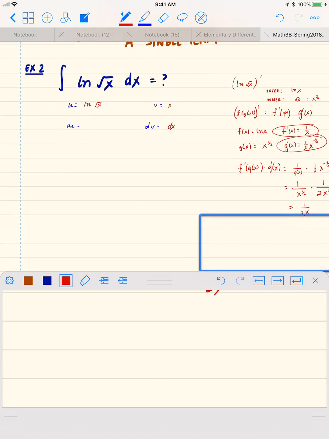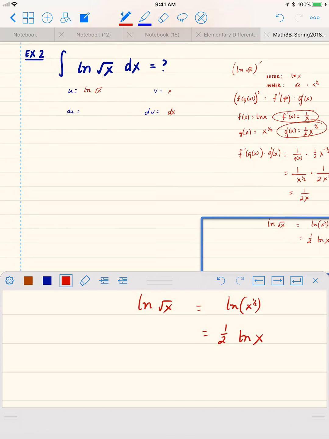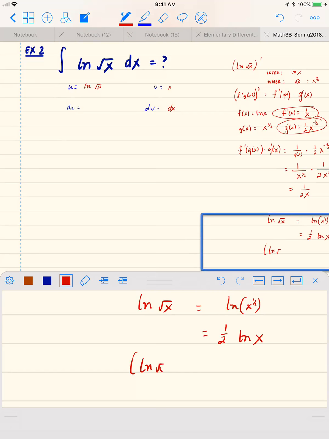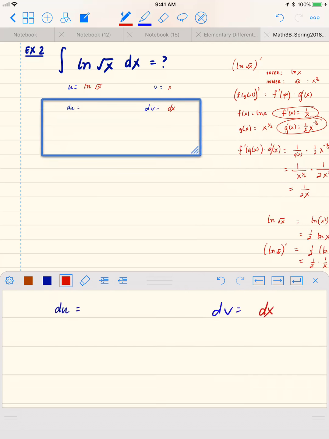I'd like to point this out. Imagine if we had started off by rewriting the natural log of square root of x as the natural log of x to the 1/2. Using the properties of logs, we would have rewritten this as 1/2 natural log of x. Then it's a lot easier to take the derivative. The derivative would just be 1/2 the derivative of natural log of x, which gives us 1/2 times 1 over x, which is the same answer we got when we used the chain rule.